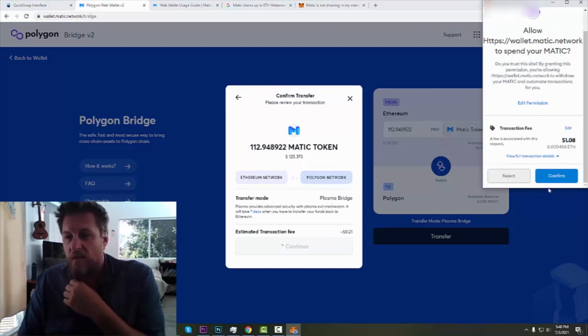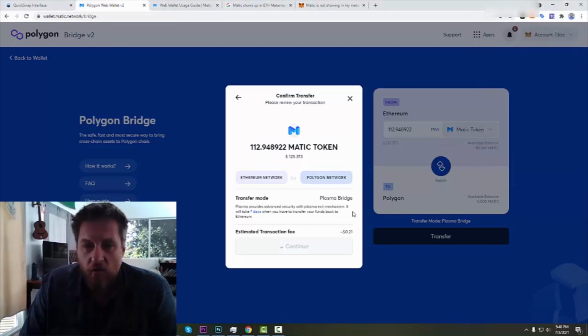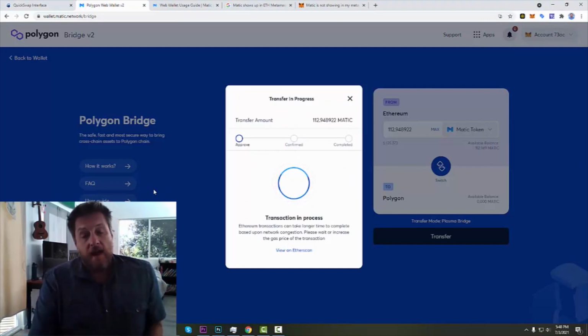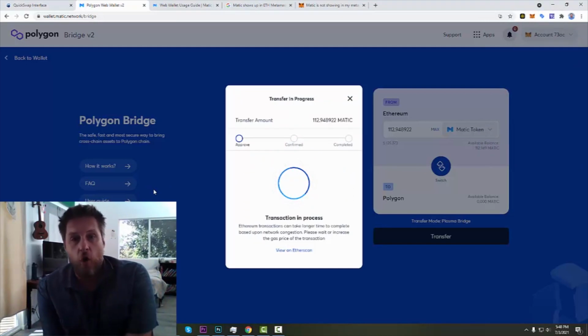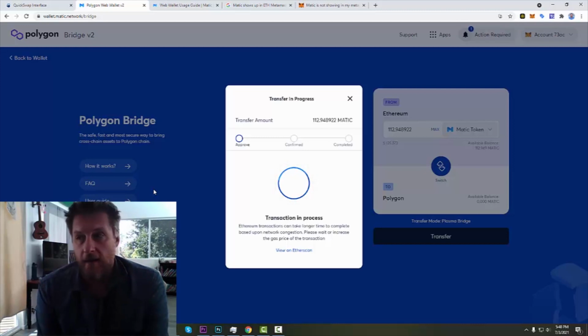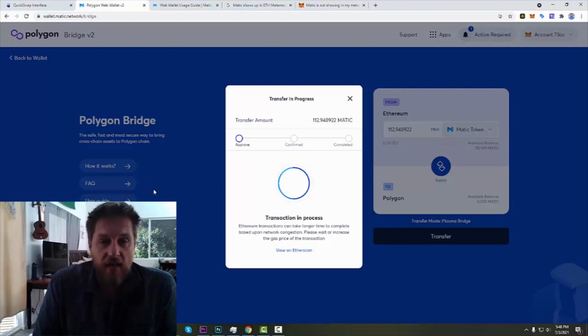Allow it to spend it. Yes, confirm. That's a total of $1.08. And now the transaction has begun. So this is supposed to take about 8 minutes to move all of my Matic over to Polygon. And then it should show up in my wallet, I hope. All right. I hope this has been helpful. I'm going to sit back and come back in just a second when I do finally get this transaction completed.